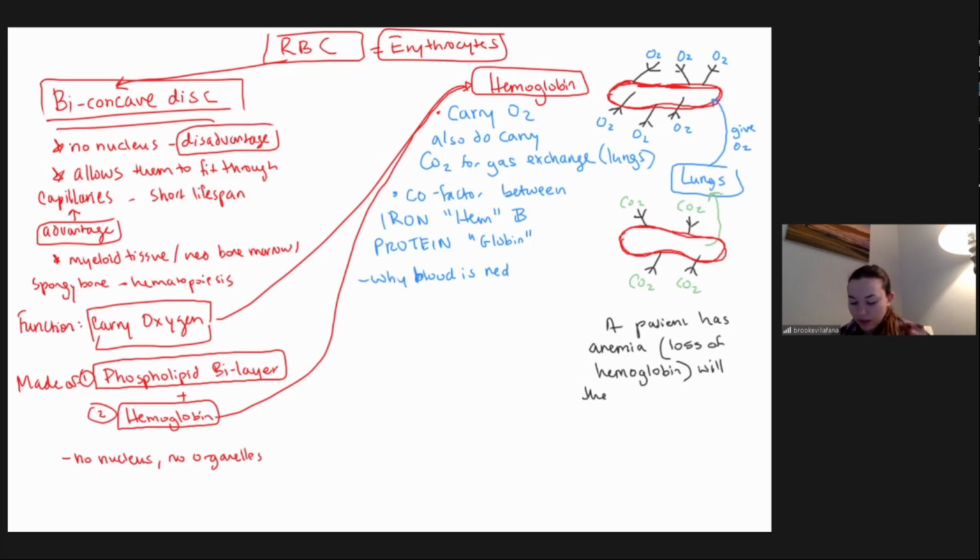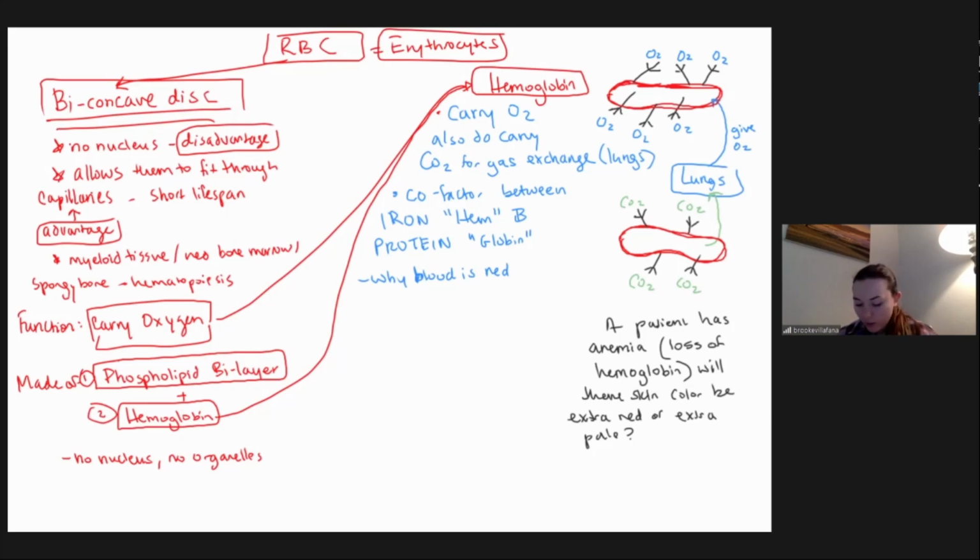Will their skin color be extra red or extra pale if they have a loss of hemoglobin? Pale, right? So if hemoglobin gives our blood its color and we lose that hemoglobin for some reason or another, one of that patient's symptoms is that they will have pale skin, right? So that's a really simple way of showing you how hemoglobin gives our blood its color, gives our skin its red color, the redness that's in our skin.